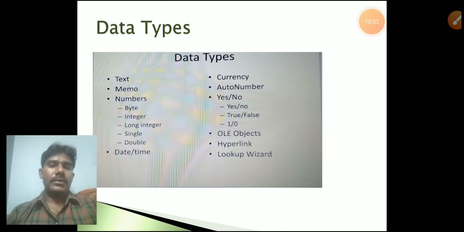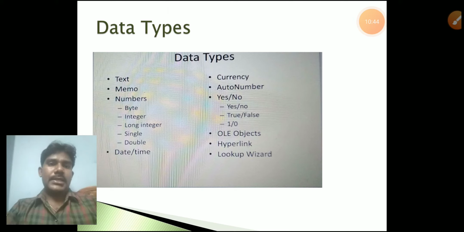Data types. We have different types of data types. What are they? Text, that is character, and in the table we mention text. Memo is also address oriented. Address means we have to type one or two lines, or a lengthy line will come, so we give memo. Numbers: we have byte, integer, long integer, single, double, like that we have types of numbers. Date and time, we mention only date and time in this data type.